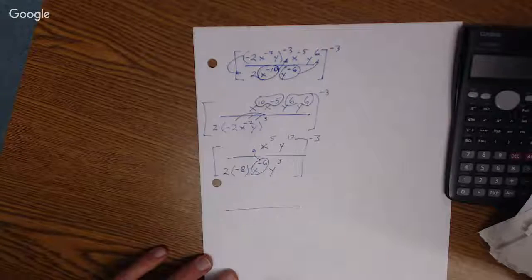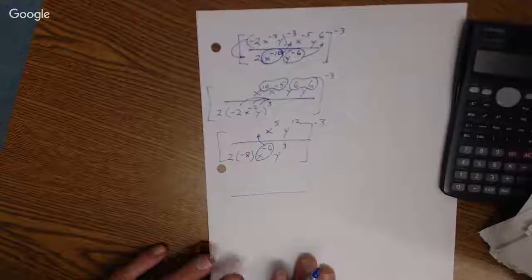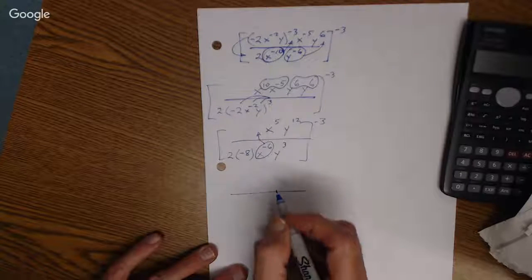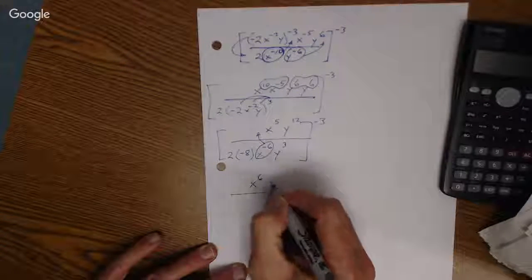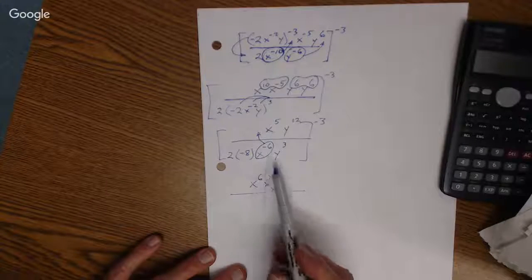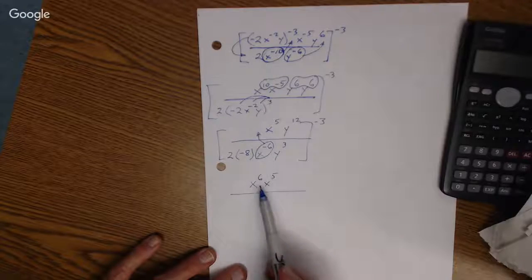So you've got to take your time. You have to do just one step at a time. Don't try to do a whole bunch of steps at once. I'm going to move that up to the top, and that's going to be x to the 6th to go with that x to the 5. Notice it's positive now, so x to the negative 6 on the bottom becomes x to the positive 6 on the top.